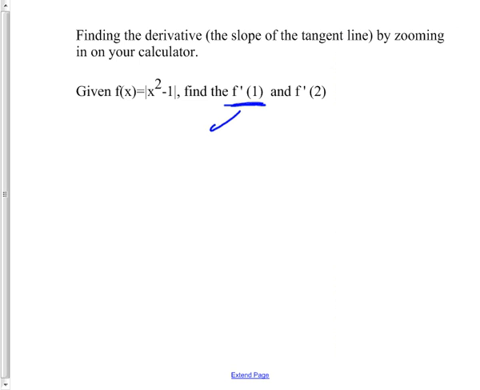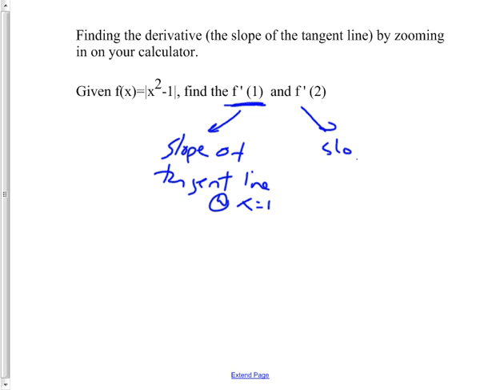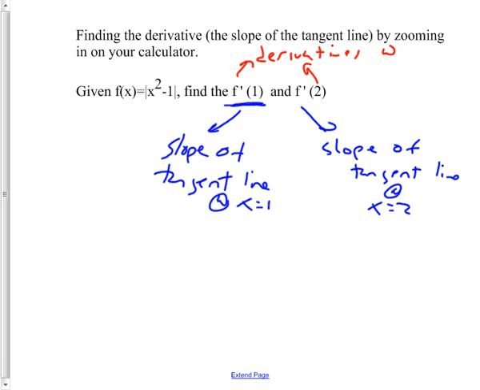This is the slope of the tangent line at x equals 1, or the slope of the tangent line at x equals 2. That's a way to think about it in terms of a tangent line, or you can think of this as the derivatives at x equals 1 and x equals 2.